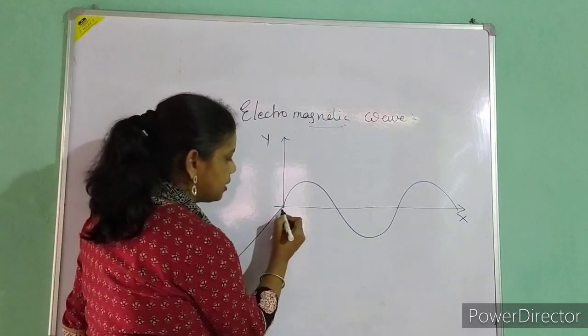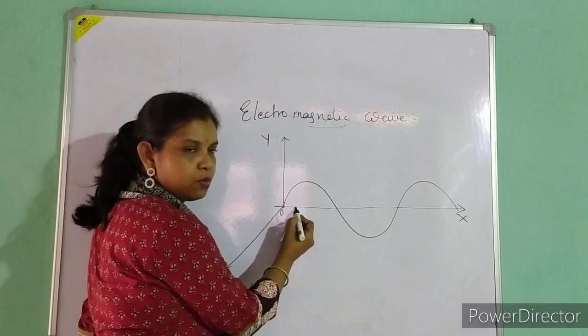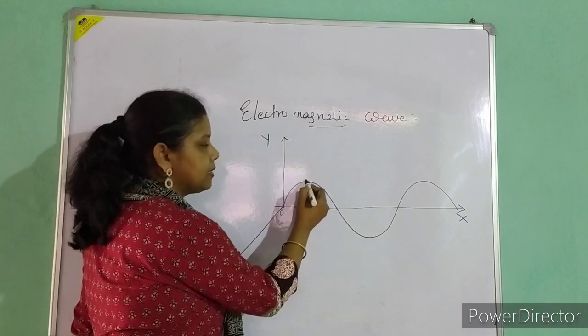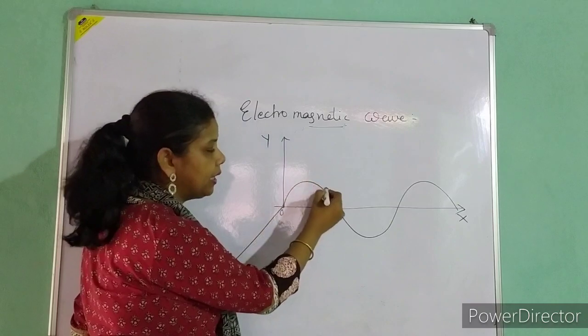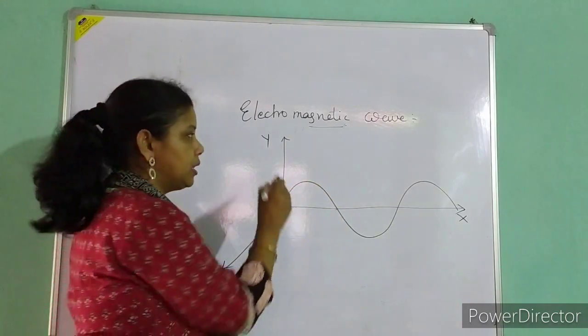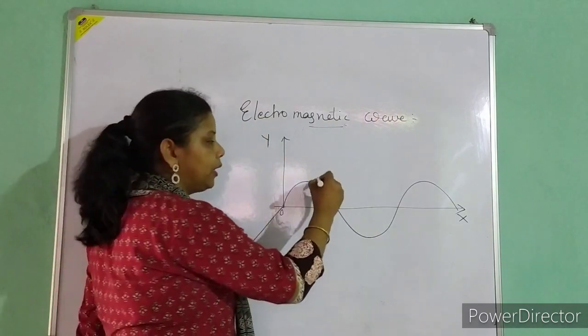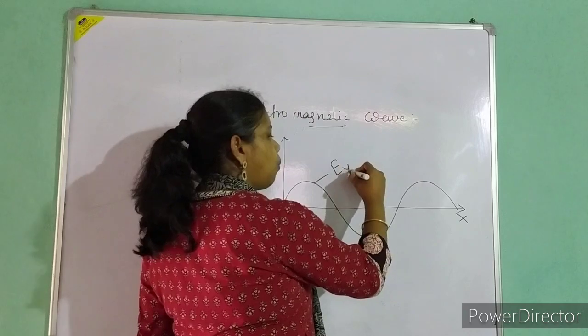Why? See, at 0, if I take it to be 0, after traveling a certain distance, what happened? The value is increasing. At a certain point it is maximum, then again it is decreasing. So in which direction is the value changing? The value is changing along y. So according to my equation that I have already written, this should be Ey.